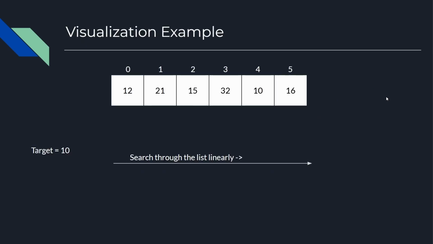Now let's visualize how linear search works. Suppose we have the following list and our target is 10. The algorithm will start from the first element, 12, and check the value one by one. Once we reach 10, the algorithm stops, and it will return the index where 10 is located.